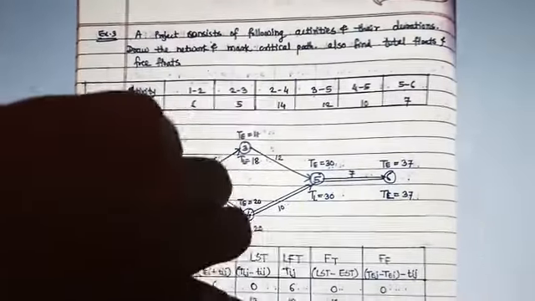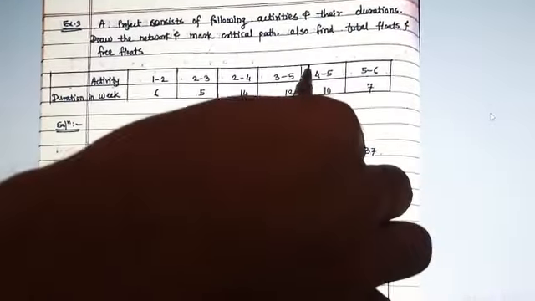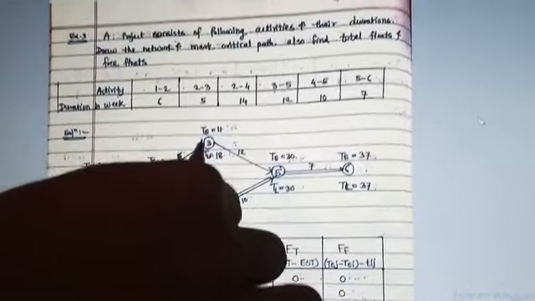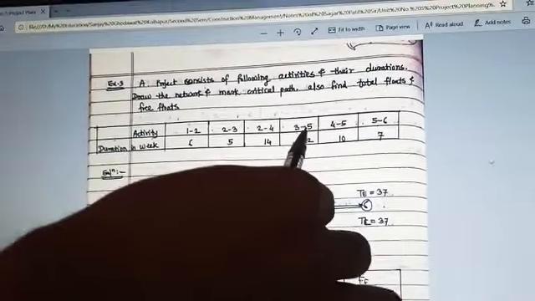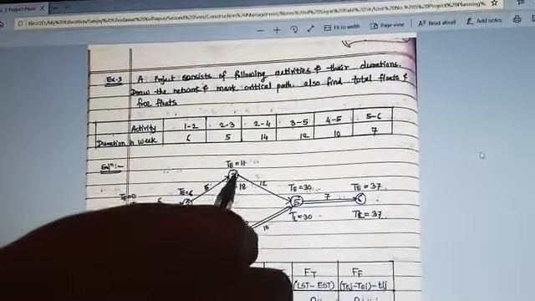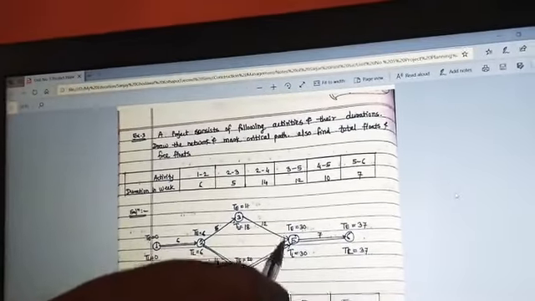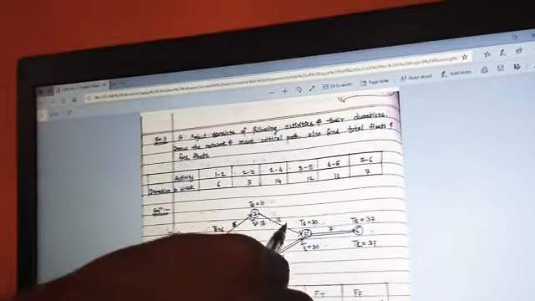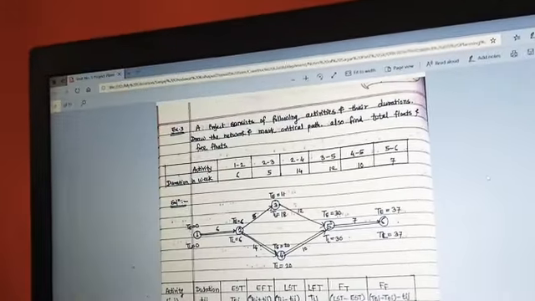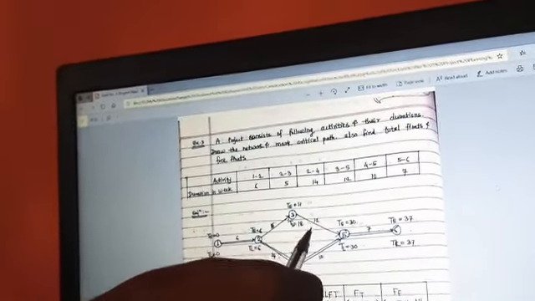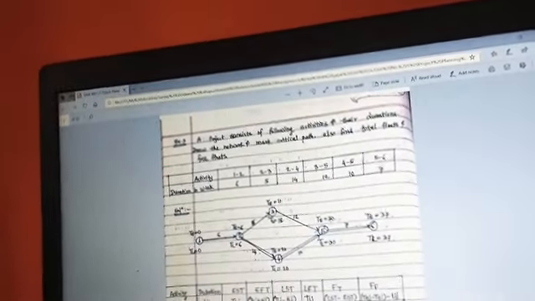What is the fourth activity? It is given as 3 to 5. I already have the third activity, so now I am moving to the fifth node. From this I am again going to draw a straight line with an arrow, and then write the number 5 and surround it with a circle. Then what is the duration given for 3 to 5? It is 12, and the same 12 I am writing here.